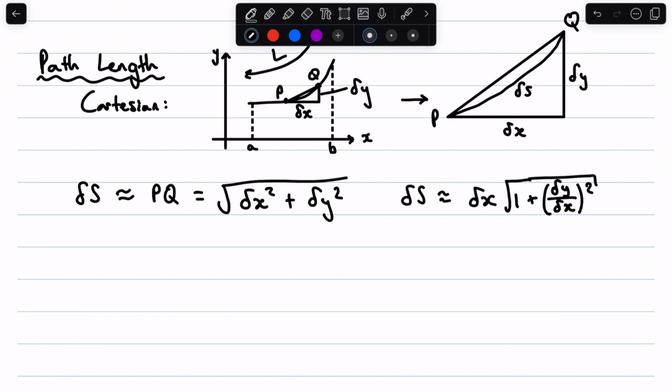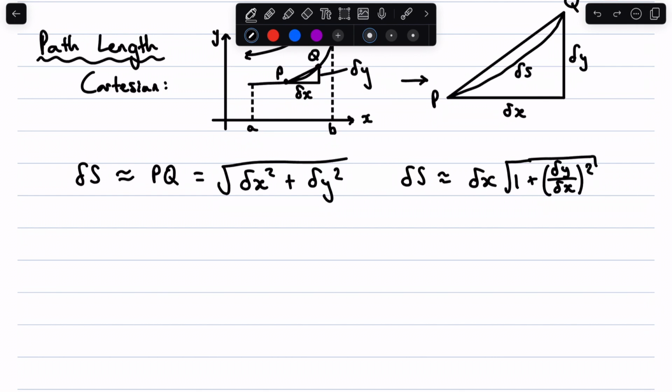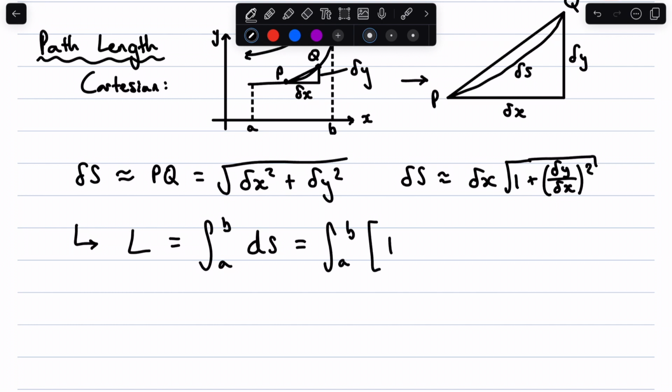Now, what we can use is this delta x as our variable that we're integrating over, and so we'd get our entire length is equal to the integral from a to b of ds. Now we can use this delta x, delta s substitution to see that this is equal to the integral from a to b of the square root of 1 plus dy by dx squared, all square rooted over dx.